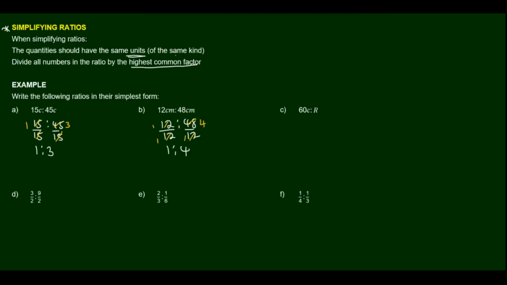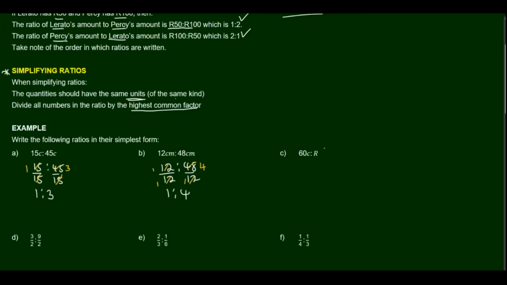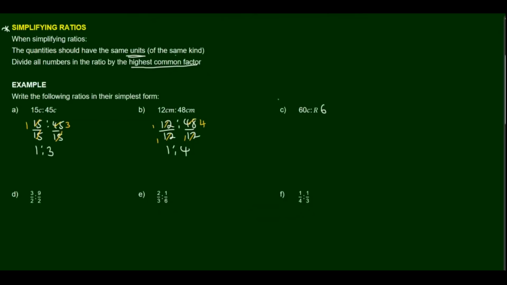Right, here let's add an amount. Let's say this is 6 rand. Okay, 60 cents to 6 rand. What is it going to be? We need to convert these rands to cents. How do we convert rands to cents? We multiply by 100. Say 6 times 100. Then we get 600. So it's like 60 cents to 600 cents.